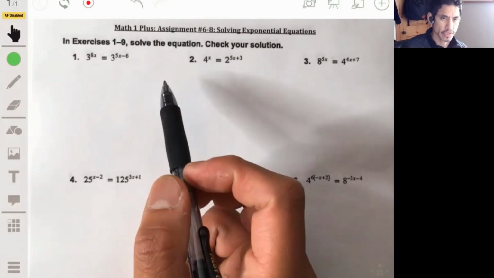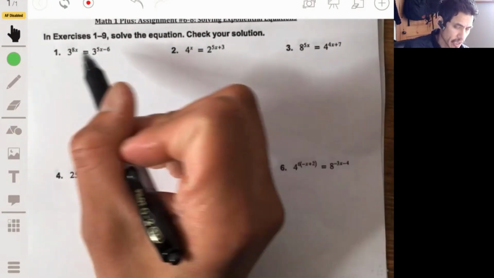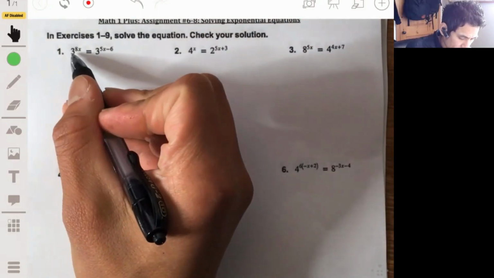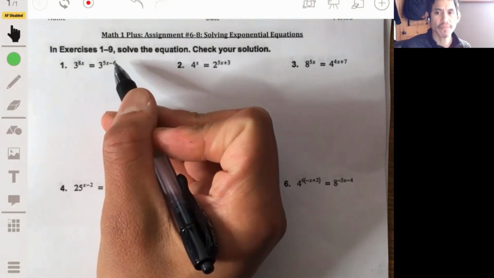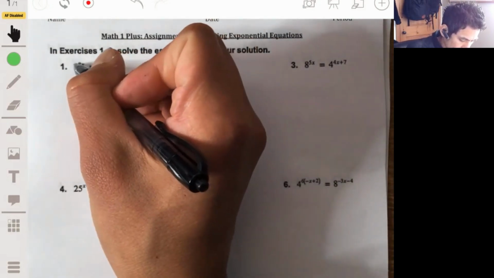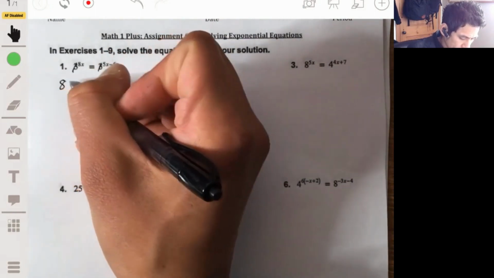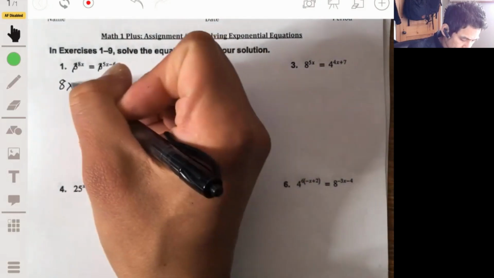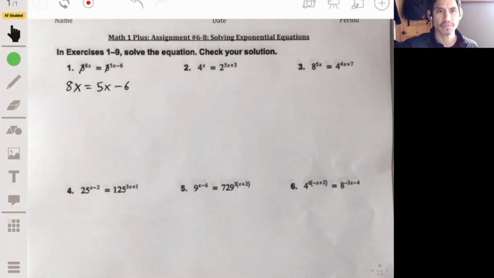Okay, so let's go over how we solve these equations dealing with exponents. So let's look at problem 1 first. We have 3 to the 8x equal to 3 to the 5x minus 6. And so here, the bases are both 3. So when they're both 3, you can pretty much just ignore them and just set the exponents equal to each other. So we just set 8x equal to 5x minus 6, and then we just solve this.